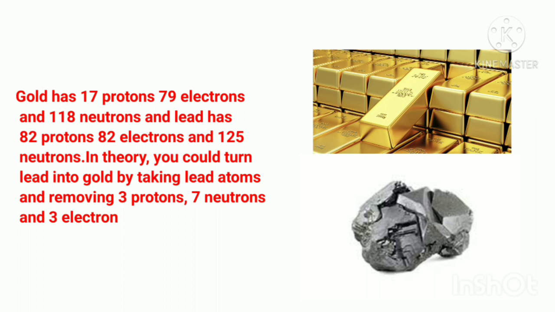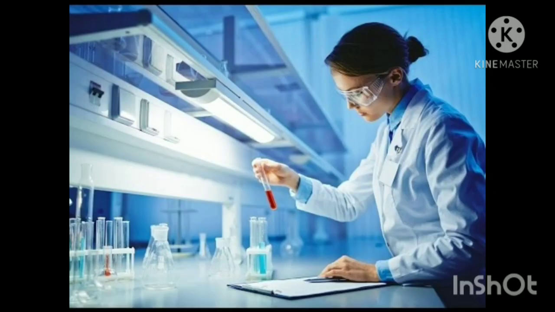Gold has 79 protons, 79 electrons, and 118 neutrons, and lead has 82 protons, 82 electrons, and 125 neutrons. In theory, you could turn lead into gold by taking lead atoms and removing 3 protons, 7 neutrons, and 3 electrons. But if that was very easy, every chemist in the world would be rich.